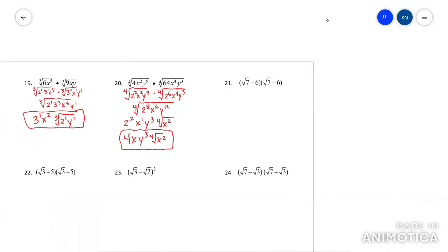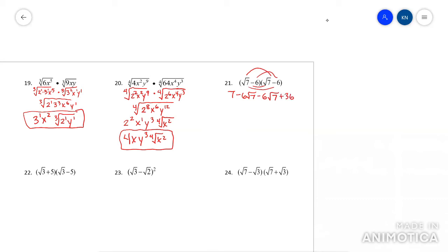All right, now we get into some FOIL with the roots. You can do it FOIL, you can do it double distribution, same thing. Basically, you've got your first times your first, root 7 times root 7 is just 7. The root goes away. Then you got your outside, inside, so that's minus 6 root 7 minus 6 root 7. And then you've got your last, negative 6 times negative 6 is plus 36.